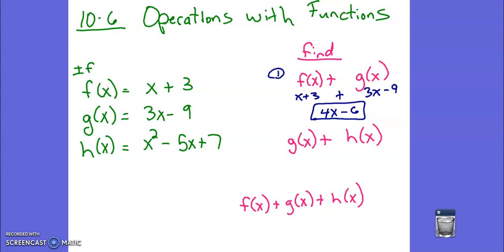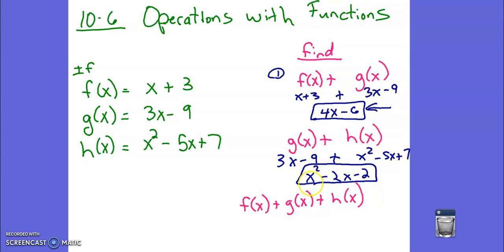We're not talking about graphing. We could graph this one, and that would become the combined functions together, but right now we're just doing it algebraically. Let's look at the next one, g of x plus h of x. We take g of x, which is 3x minus 9, and then we're adding h of x. Again, combine like terms: you have x squared minus 2x, and then minus 2. So this would be your combined g of x plus h of x function.